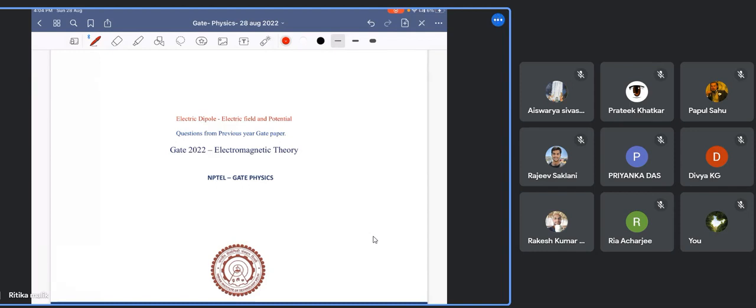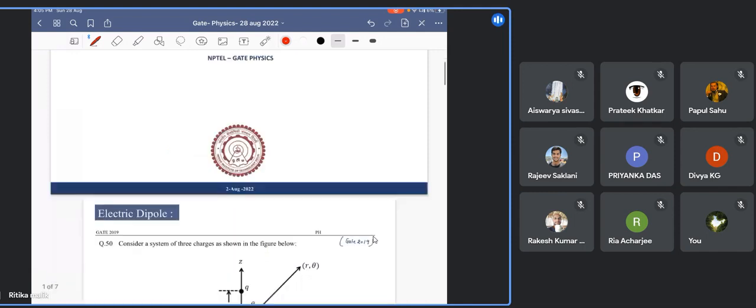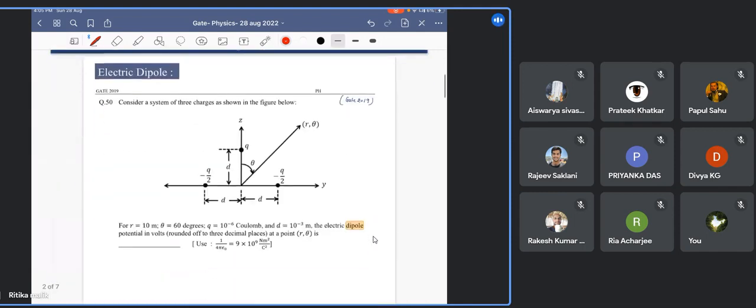So today we are going to discuss the concept of electric dipole, and we are going to do some derivations: what is the electric field due to an electric dipole and what is the potential due to this. And then we will solve some previous year GATE questions. We will also try to visualize the concept of electric dipole so that we can handle the questions in a much better way. So let's start with an electric dipole.